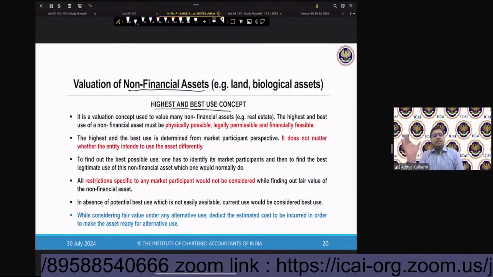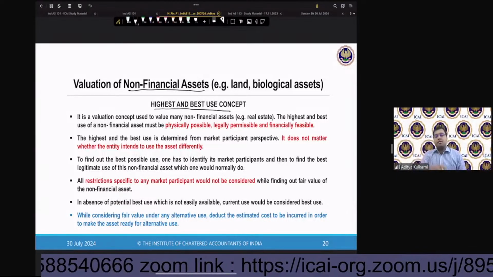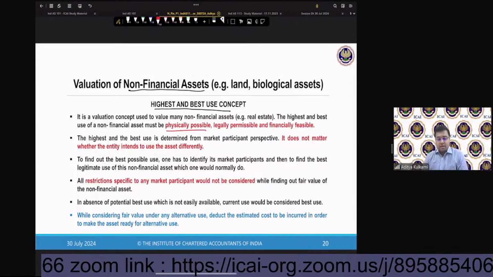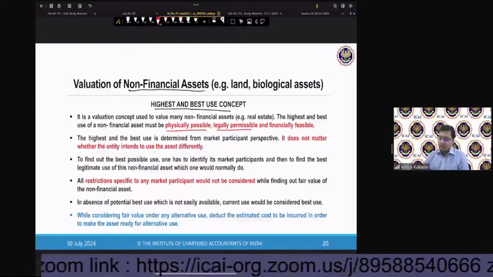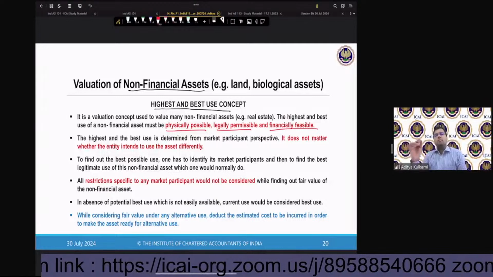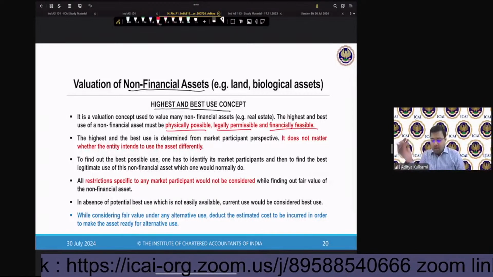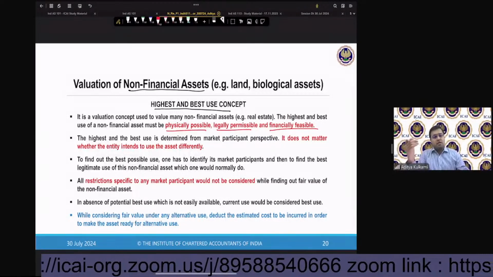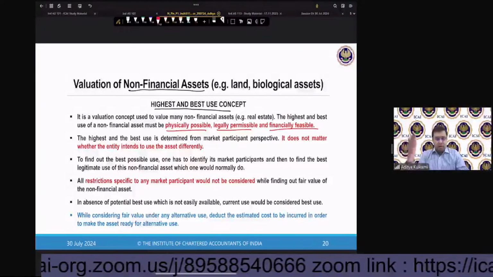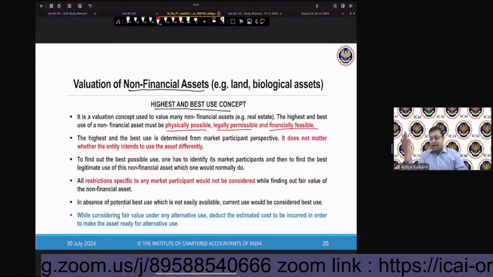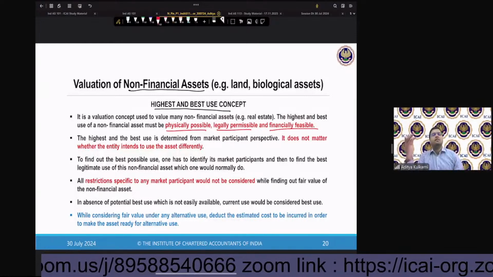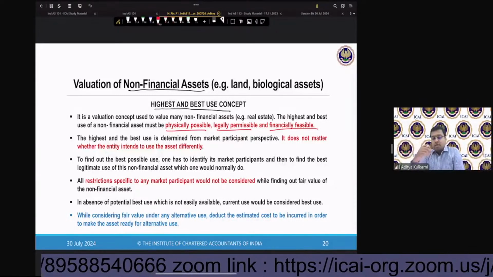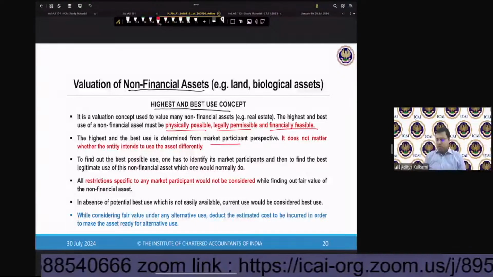Now, when we talk about highest and best use, it comes with three major caveats or points. The first one is it must be physically possible. The second is it should be legally permissible, and the third is it must be financially feasible. So before you decide what becomes the highest and best use, you will look at whether that particular use is physically possible. Can you do that? Is it legally permitted? And last, is it feasible financially? If these three things are met, you can say that the choice you have selected indeed becomes the highest and best use. Now, this is from the perspective of a market participant.